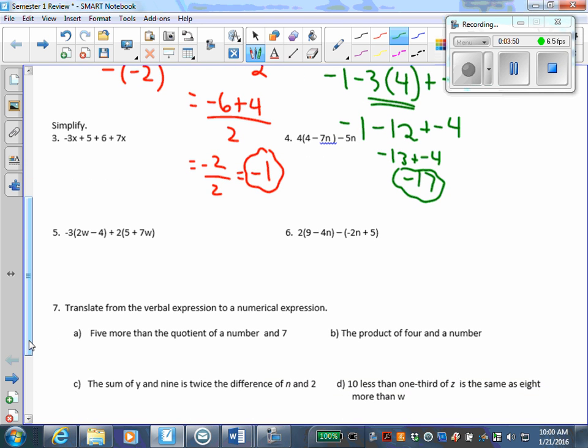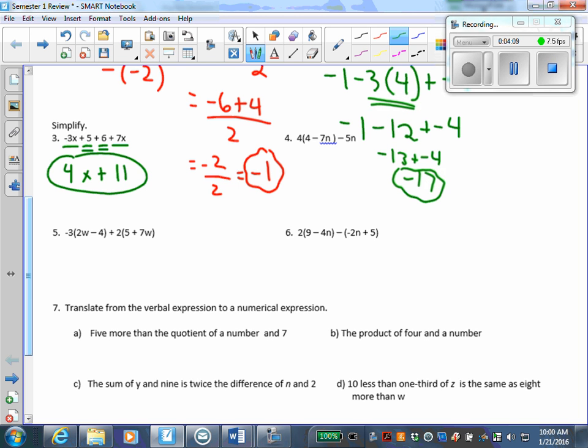All right, number 3 says simplify. I can't solve. There are variables here. I don't know what they represent. So all I can do is combine like terms. Negative 3x and positive 7x means I really have 4x. And then 5 and 6 mean I really have 11. So 4x plus 11. It's as simple as it gets here.